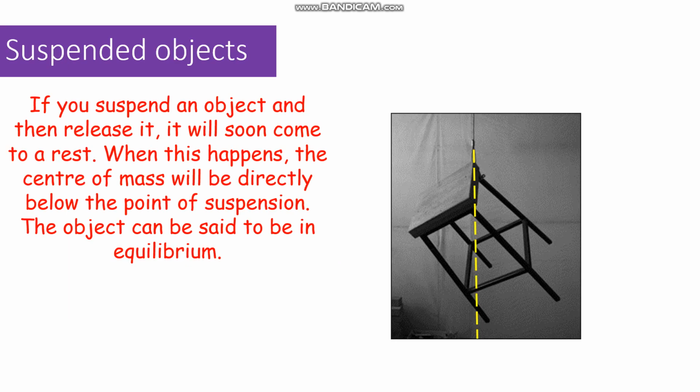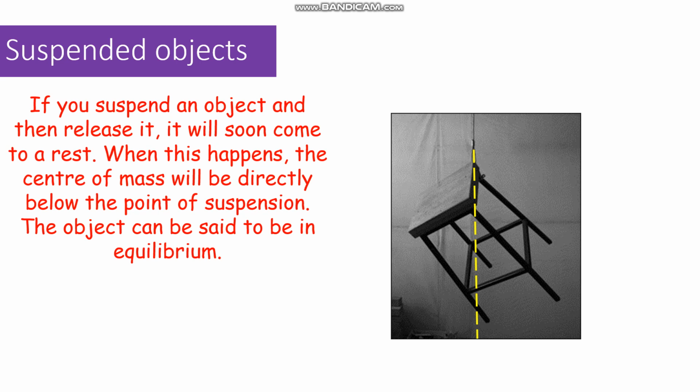To get around this problem, we use a property common to all objects that are suspended. So if you suspend an object from a particular point, so we've got a stool here which is supported here, if you leave it for a short while, it'll stop moving about and come to rest. When this happens, the centre of mass will be directly below the point of suspension. So it's hung there, the centre of mass will be somewhere along that line there. Now, admittedly, this is 3D, we've been looking at 2D, but you could work this out in a similar way for 3D. When it's stationary like this, it's said to be in equilibrium. We've met that term before.